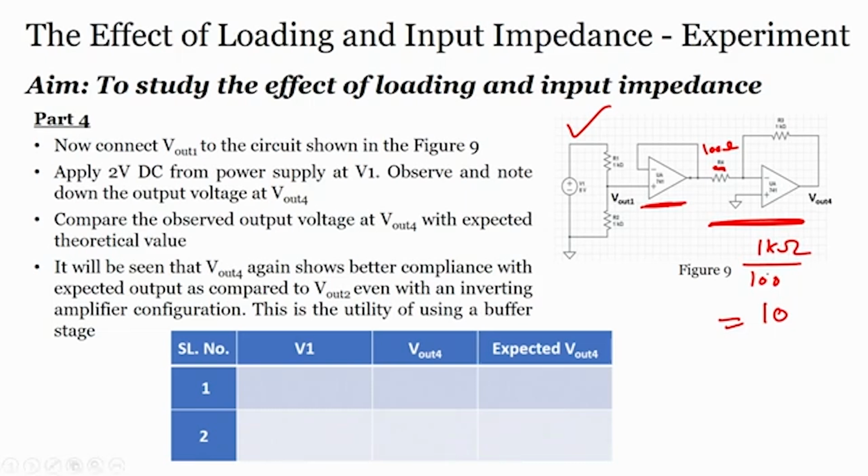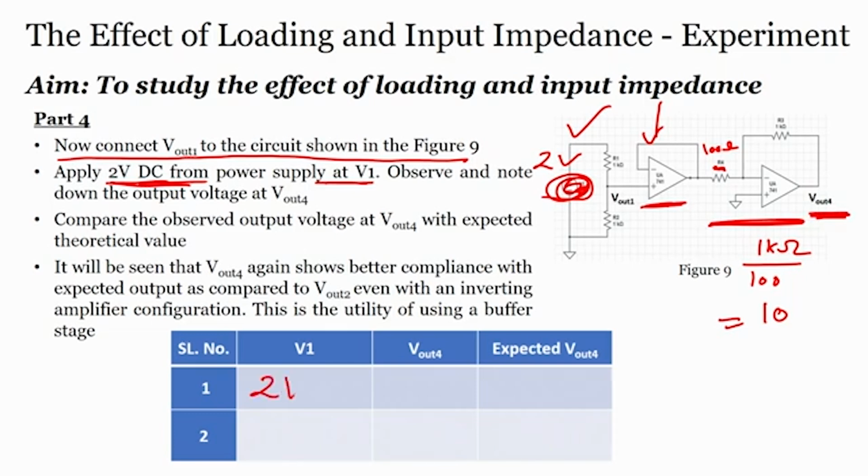So, for understanding the importance of the buffer, what should we do? Connect V out to the circuit shown in the figure, V out is connected to your buffer, then apply 2 volts DC from the power supply to V1. Here we are applying 2 volts DC. Observe and note down the output V out 4 here. So, we apply 2 volts, we measure V out, and we write down the expected V out.